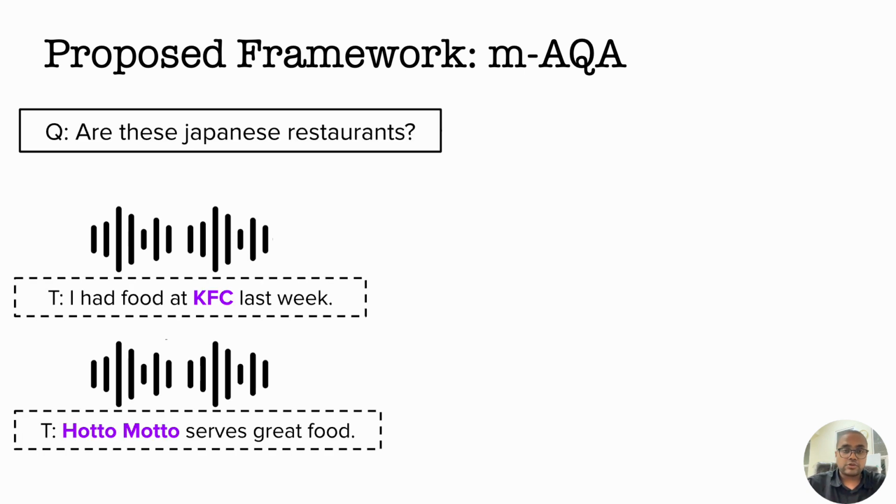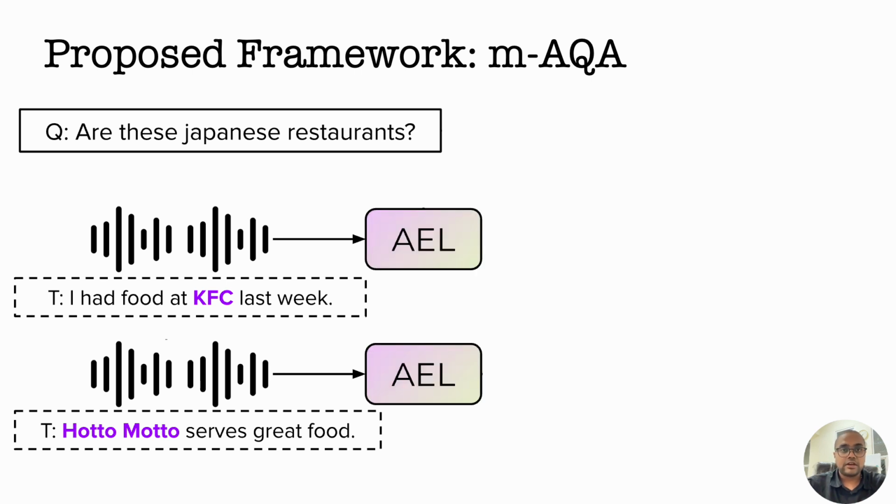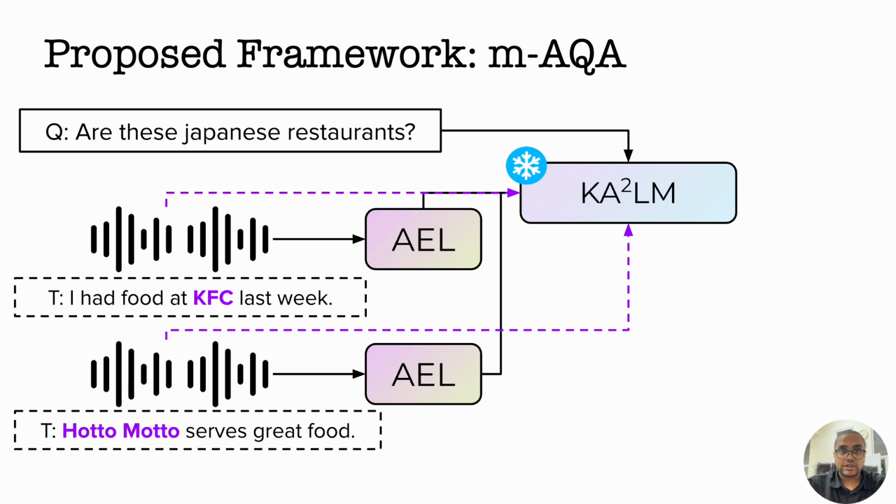Next, I shall discuss CALM for m-AQA. So given a knowledge-intensive question over multiple audios here in this case, we first obtain AEL linked knowledge for all the audio samples. And once AEL linked knowledge is obtained for all audio samples, once again, CALM framework augments this linked knowledge to the multimodal inputs of the LLM to generate the final answer to the given knowledge-intensive question.